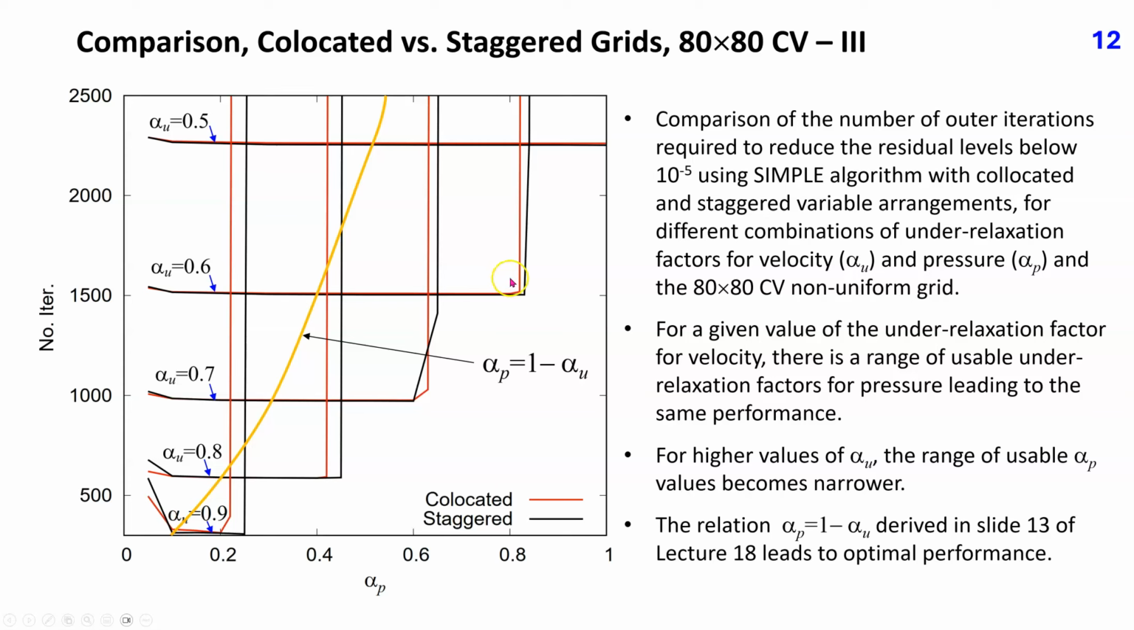At both ends of this range, iterations diverge if the under-relaxation factor for pressure is further increased or decreased. For higher values of alpha u, the range of usable values of alpha p becomes narrower. The relation alpha p equals 1 minus alpha u, derived in slide 13 of lecture 18, leads to optimal performance, except for the values of alpha u above 0.9, where slightly higher values of alpha p than the value resulting from the above relation leads to a slightly faster convergence.